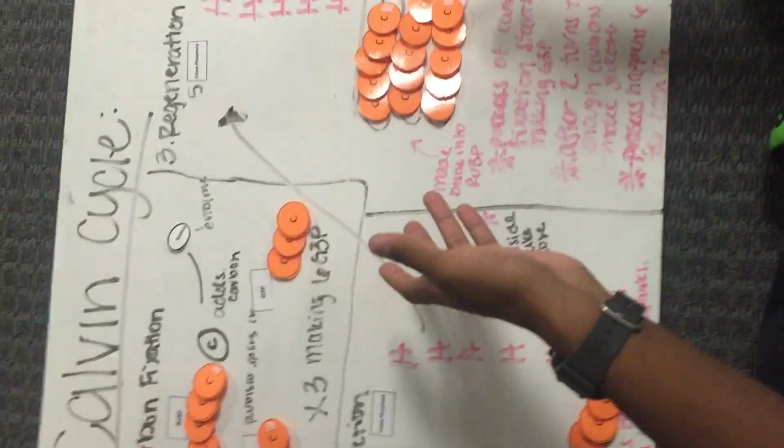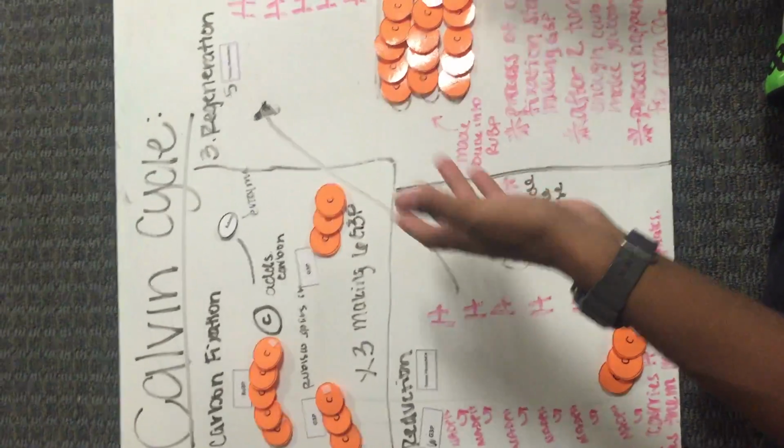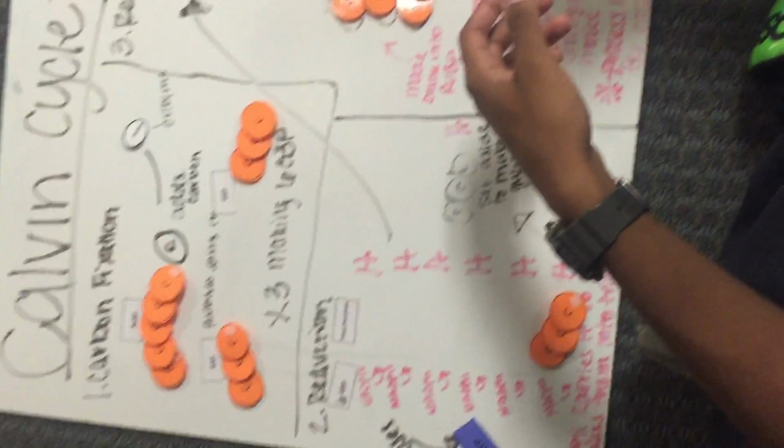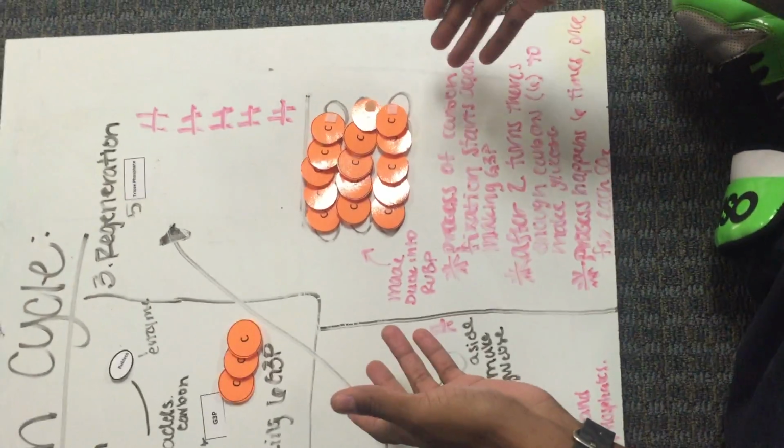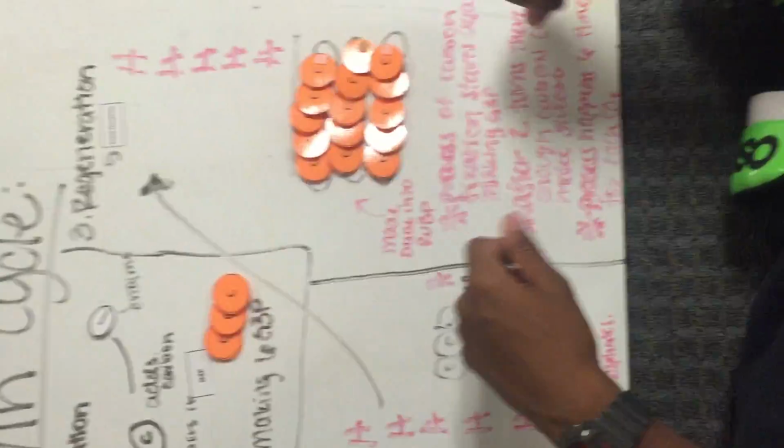The Calvin cycle has to repeat in order to have enough carbons to make glucose, because there's 6 carbons in glucose, and the Calvin cycle has to repeat 6 times in order to be able to complete the glucose molecule, which is the whole intention of the Calvin cycle.